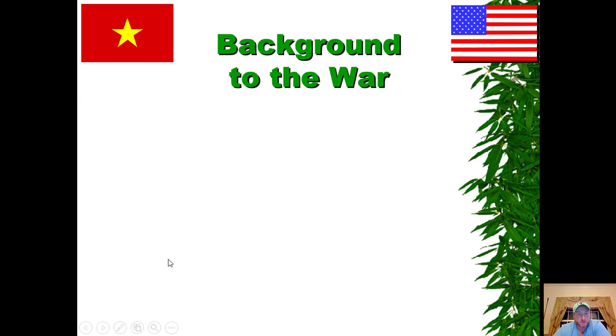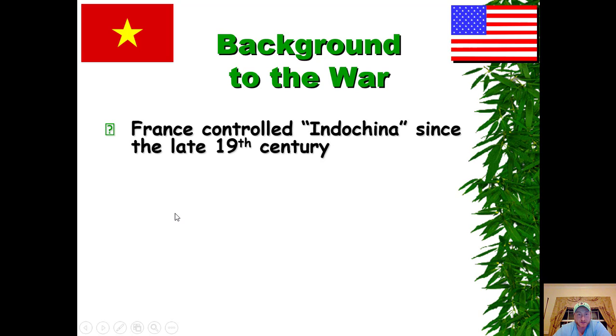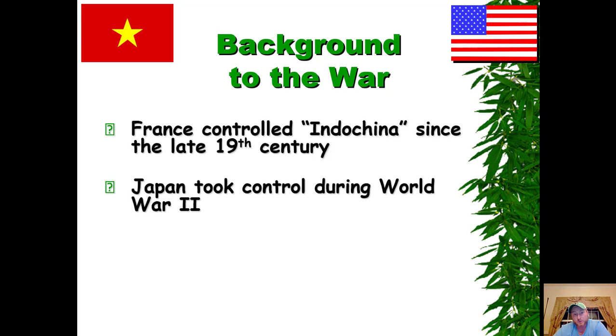All right, the Vietnam War. So a little bit of background. Hopefully this is review for you. All right, so remember that France controlled Indochina since the late 19th century. Remember, they went in there in the 1860s, and by the 1880s had them subdued. Don't forget that Japan takes control of Indochina, especially Vietnam, during World War II, around 40-41.